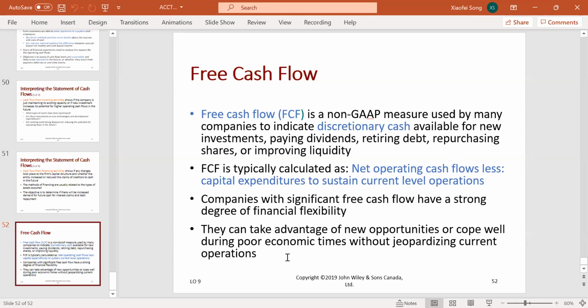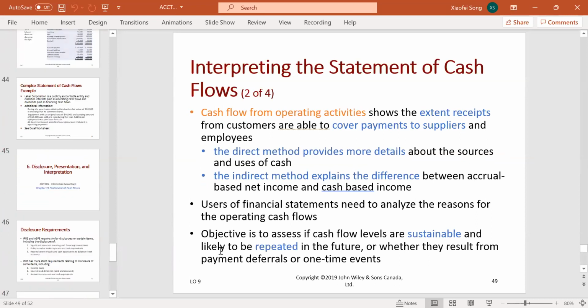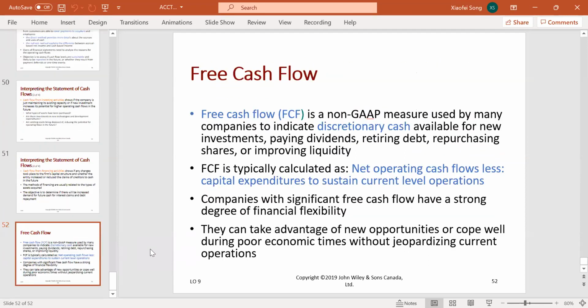You can take advantage of new opportunities or cope well with poor economic times without jeopardizing current operations. So you have extra resources. If there's a good opportunity to invest, you are in the position to do that without external financing. And if things go bad, you're okay. You have something stashed there. So that's pretty much everything that we need to know.